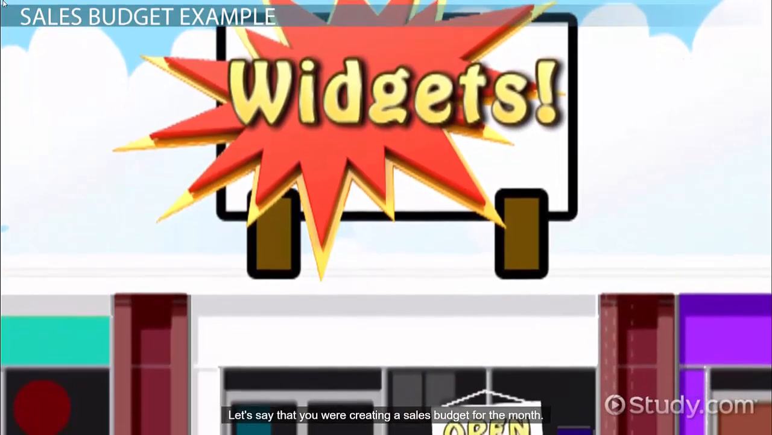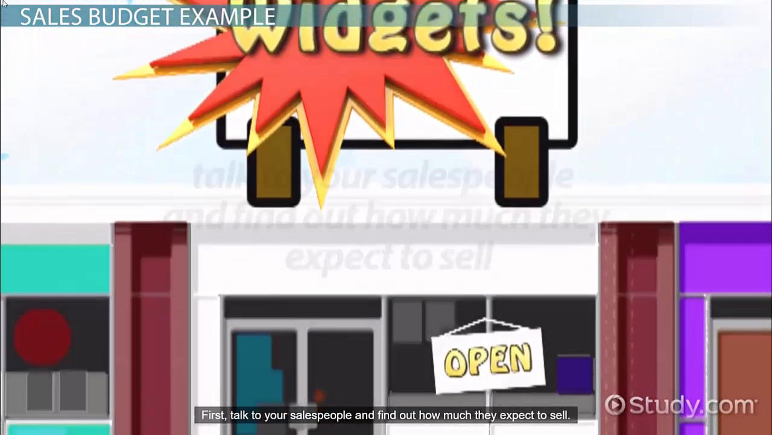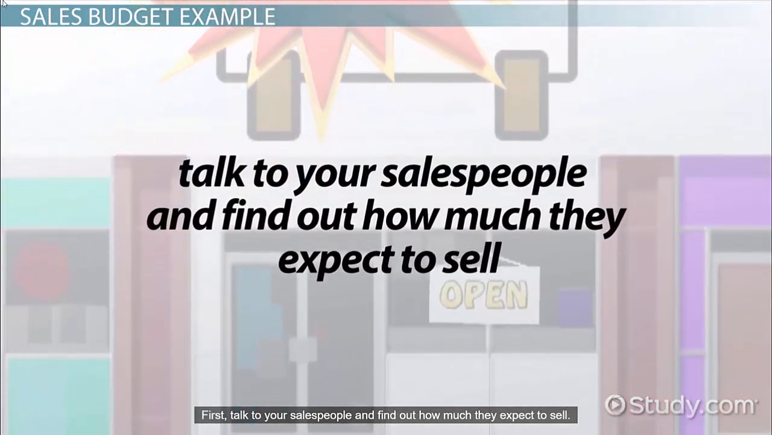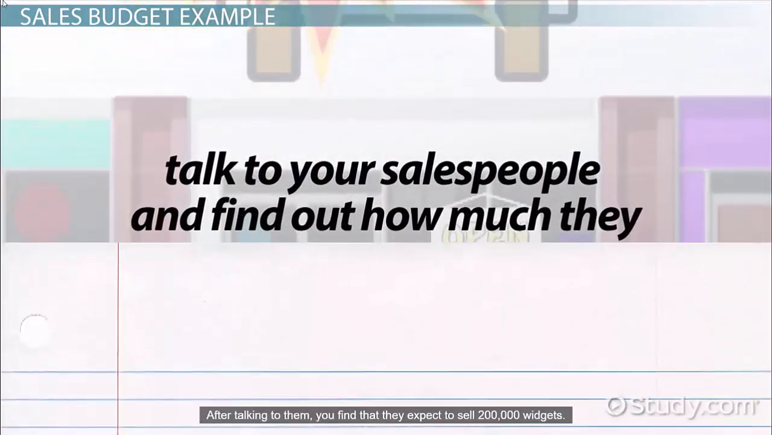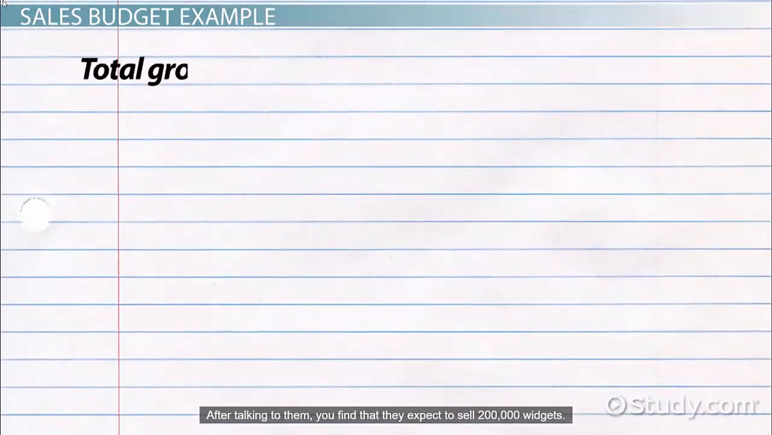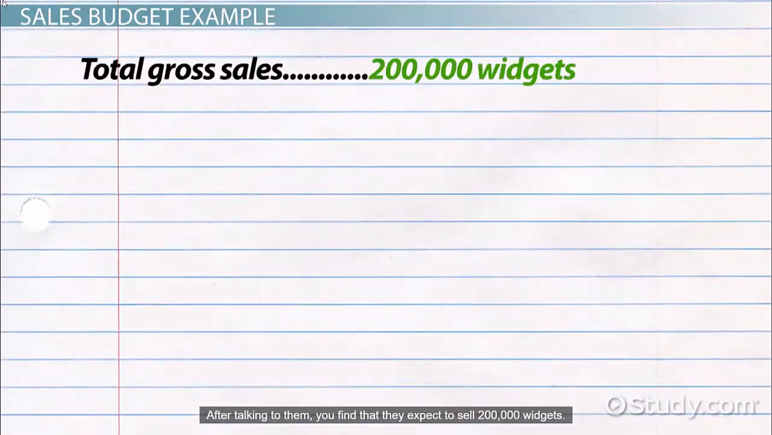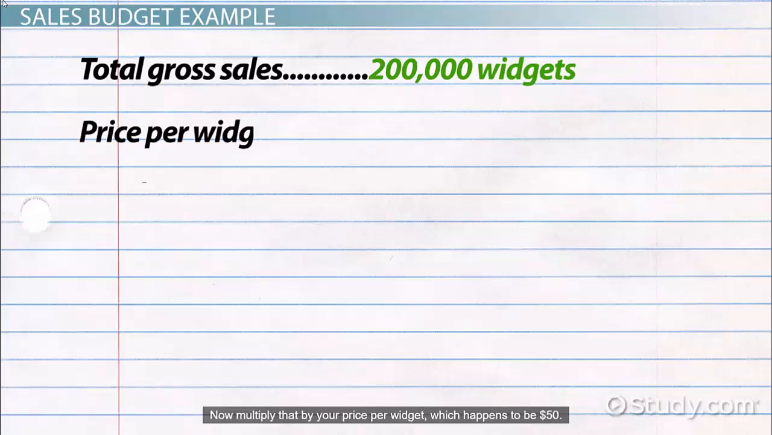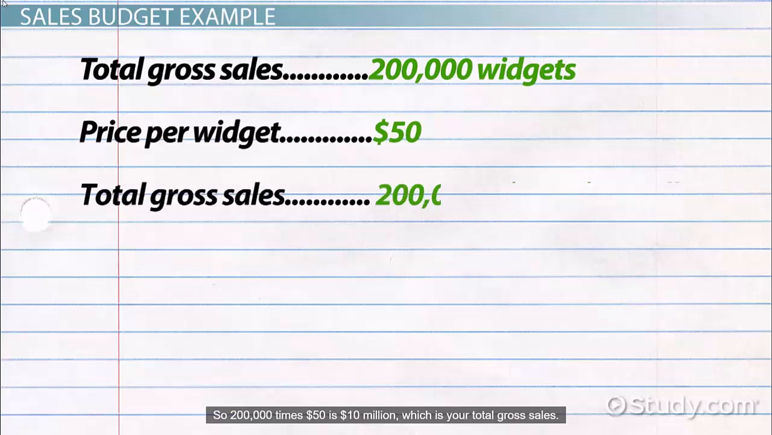Let's say that you are creating a sales budget for the month. First, talk to your salespeople and find out how much they expect to sell. After talking to them, you find that they expect to sell 200,000 widgets. That is your total units sold. Now multiply that by your price per widget, which happens to be $50. So 200,000 times $50 is $10 million, which is your total gross sales.